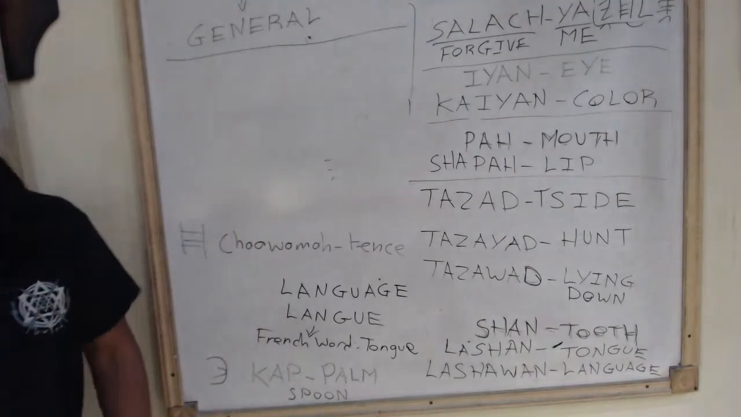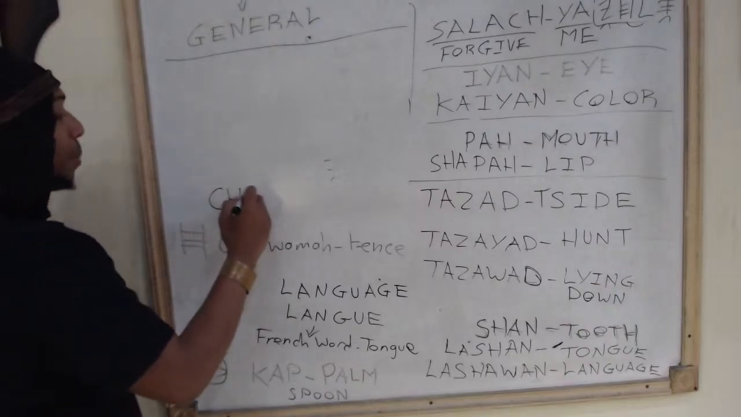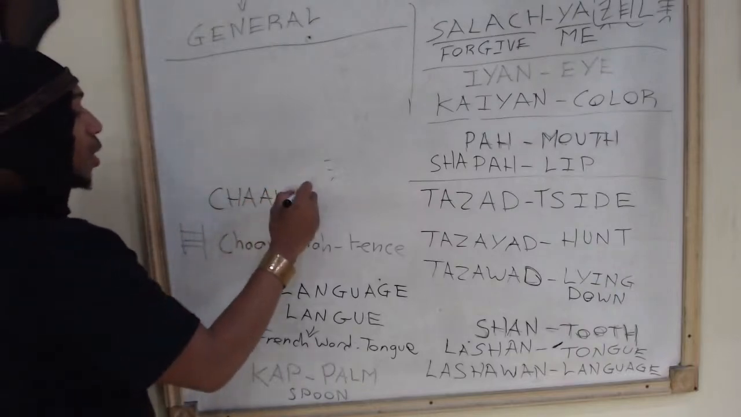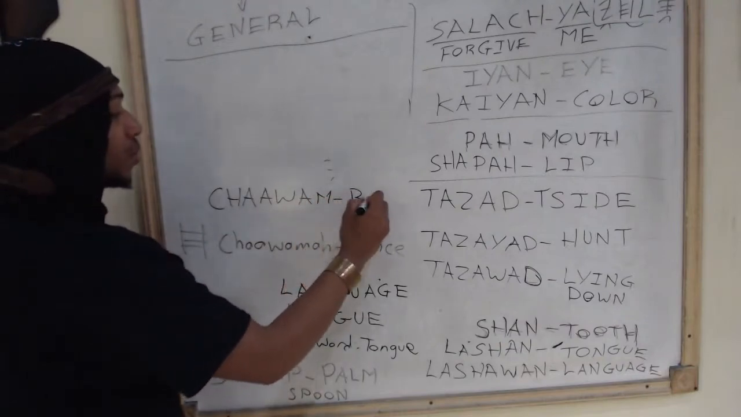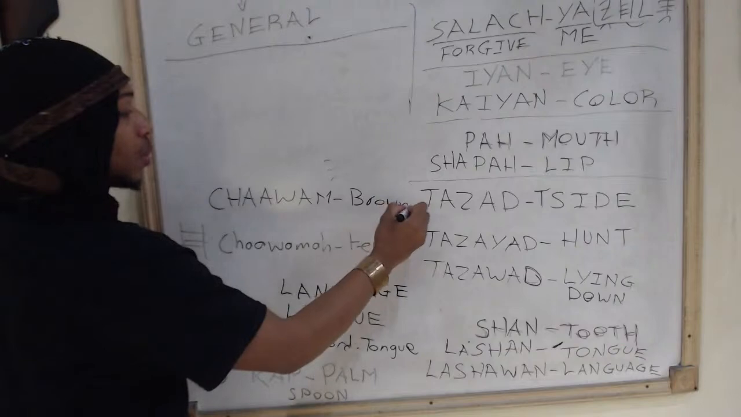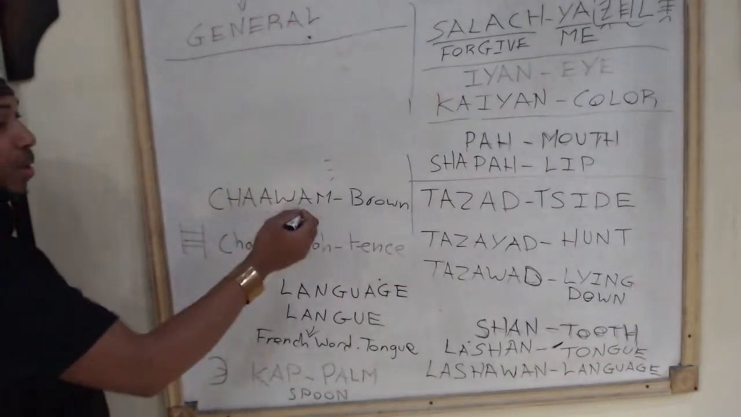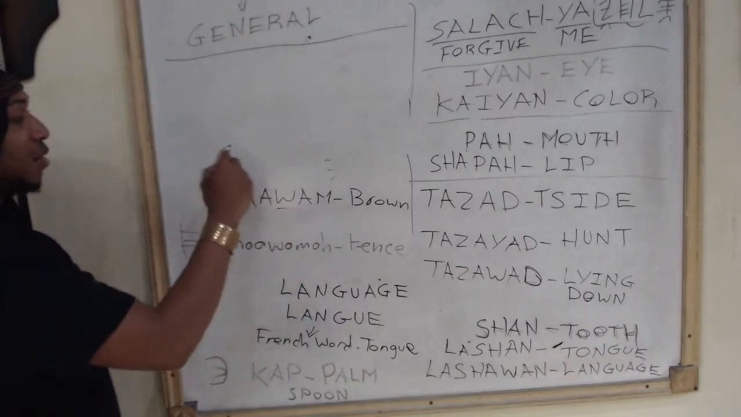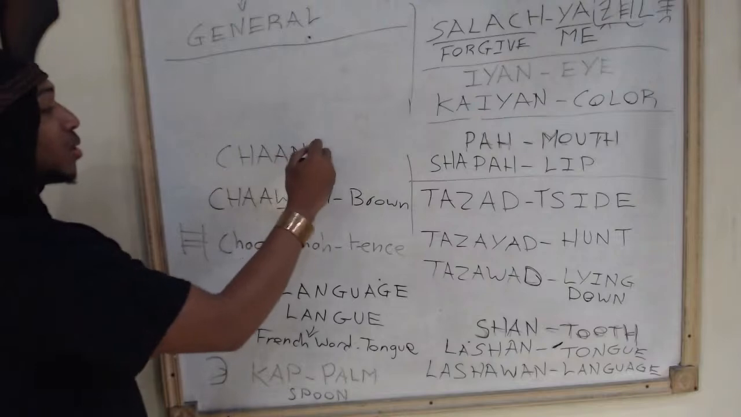Okay, it's Kawama right here. So if we had number one, Kawam in itself means brown. Right? Kawam means brown. Take out the wa, we have kham, which means hot.